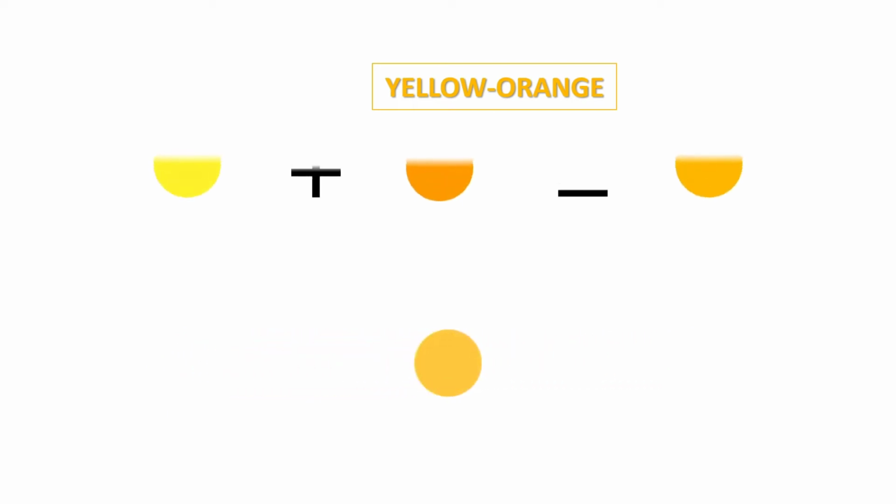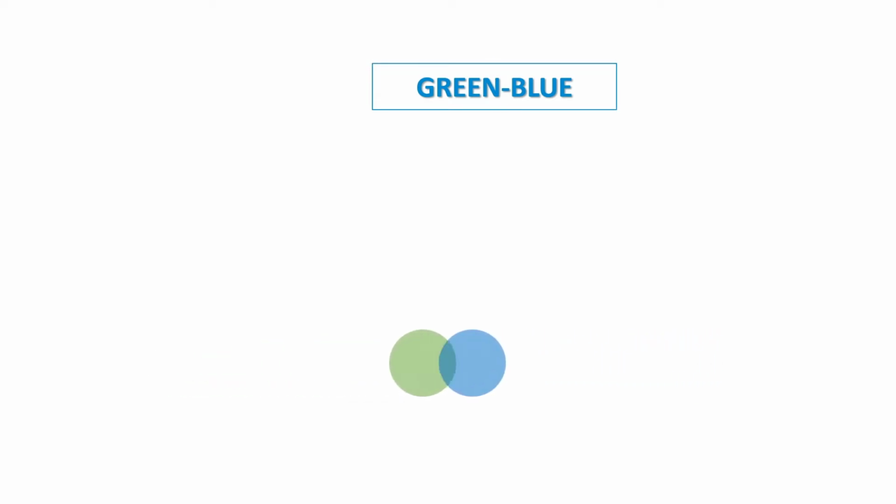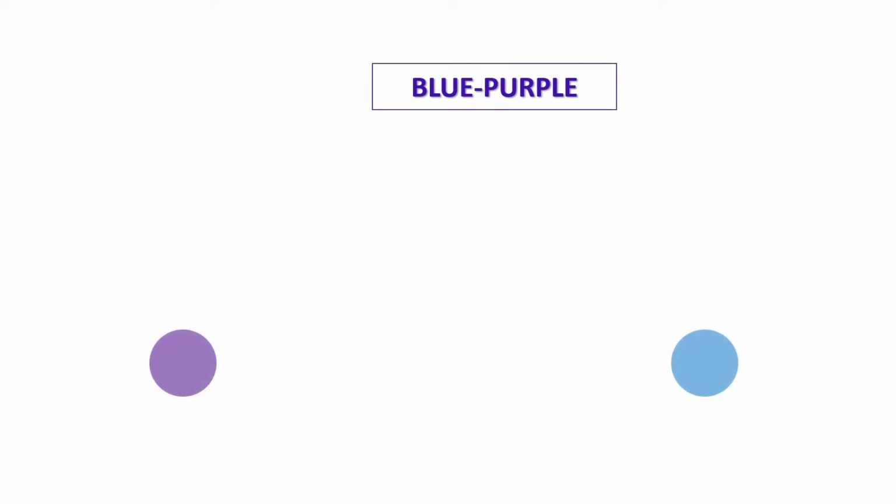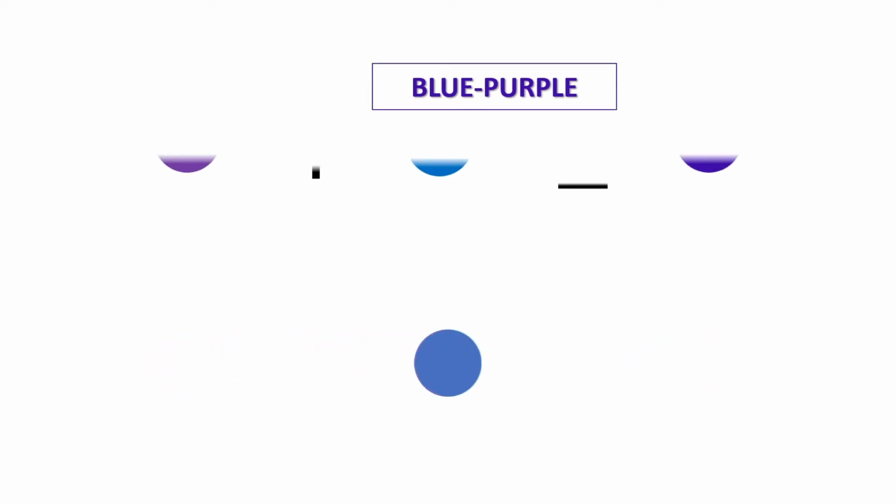Red-orange is obtained by mixing red and orange. Yellow-orange is obtained by mixing yellow and orange. Yellow-green is obtained by mixing green and yellow. Blue-green is obtained by mixing blue and green. Blue-purple is obtained by mixing purple and blue. Red-purple is obtained by mixing purple and red.